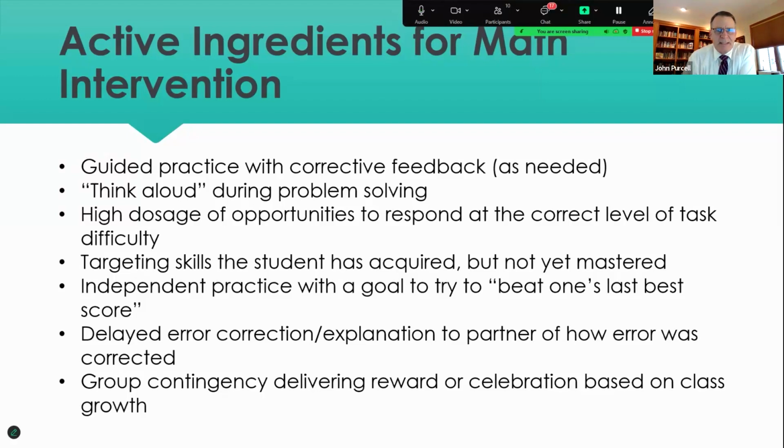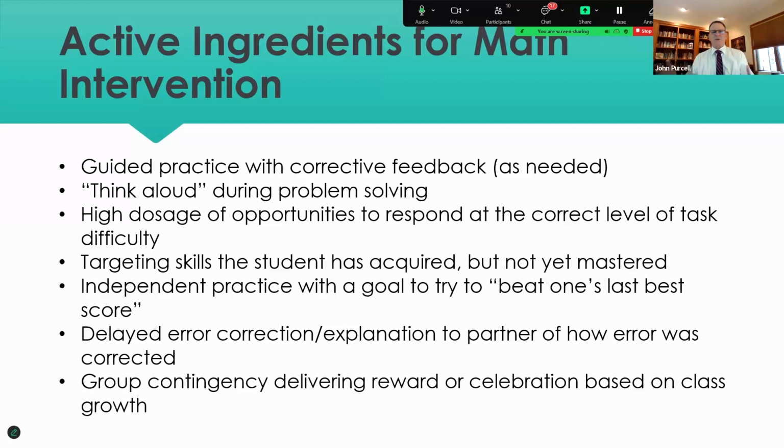A lot of opportunities to respond, and it's going to be based on the level of that task, that level of difficulty. You're going to have to have more resources for your student, your coach, as that level of difficulty increases. You're going to be targeting those skills just like you did in reading. Reading was a little bit more general. You were looking at comprehension.